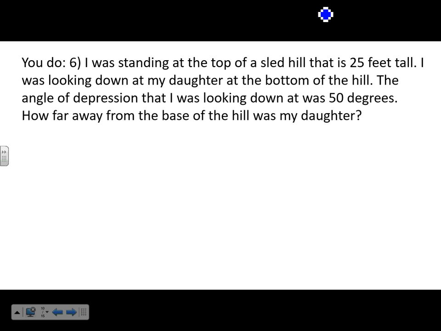I was standing at the top of a sled hill that is 25 feet tall. So we already say this is the sled hill that's 25 feet tall. I was looking down at my daughter at the bottom of the hill, so she slid down, so she's somewhere over here. The angle of depression I was looking down at was 50 degrees. So the angle of depression, this one, 50 degrees. How far away from the base of the hill was my daughter? So how far away from the base of the hill is what we're going to say.